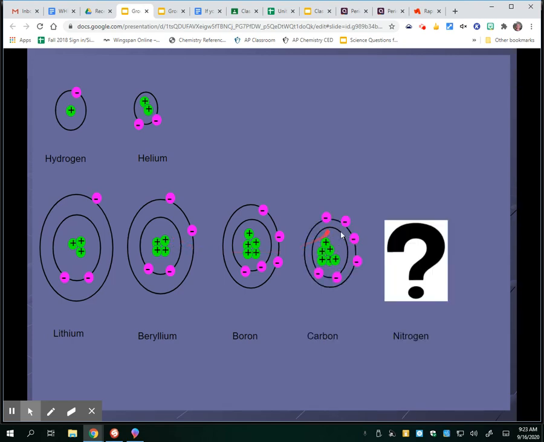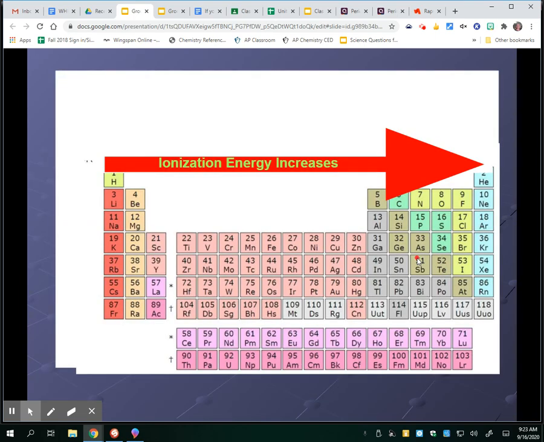And nitrogen would have an even greater ionization energy than carbon because it has a more positive nucleus. There's more attraction. So as we go across, ionization energy increases because I get a more positive nucleus and there's more attraction. Then ionization energy decreases as we go down because as we go down, we add energy levels and the electrons are further away from the nucleus, so less attracted in these giant atoms down here. And so that makes it easier to remove.